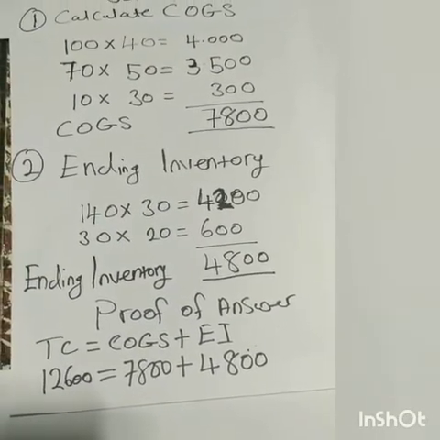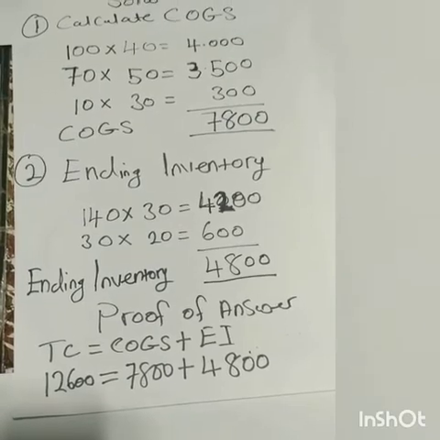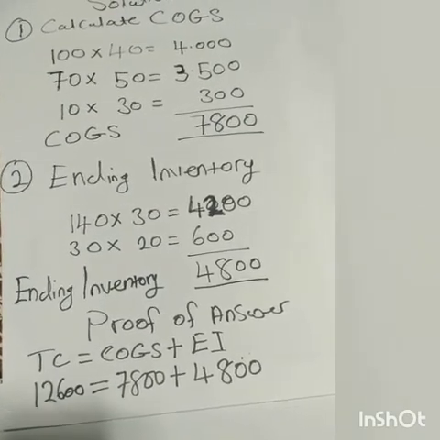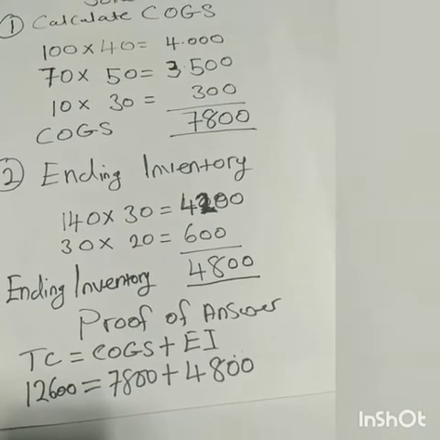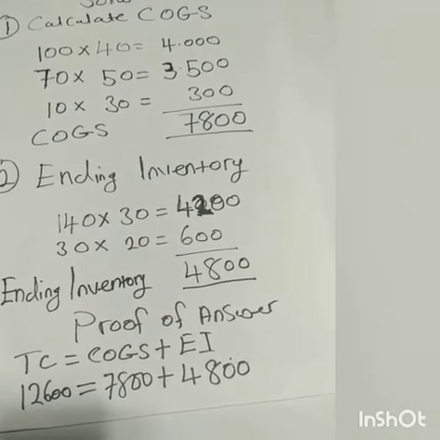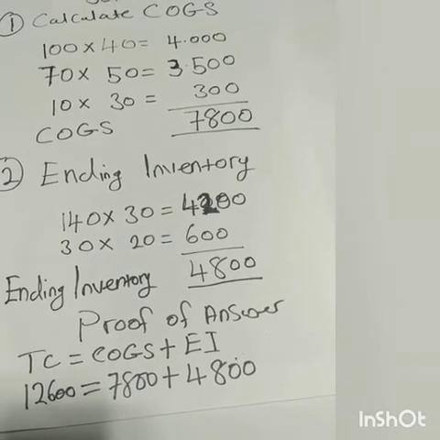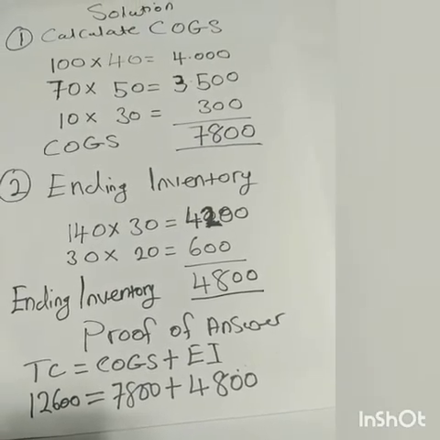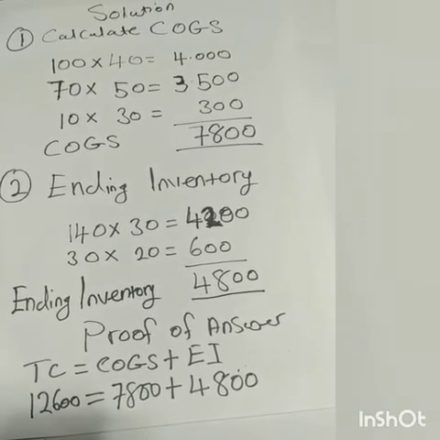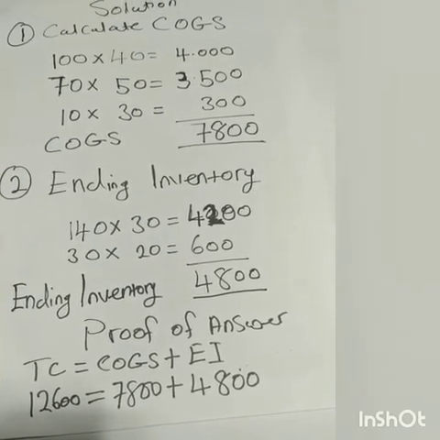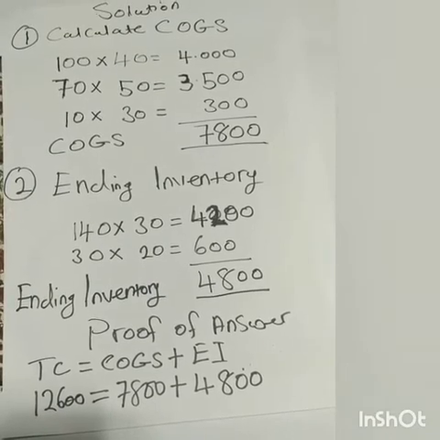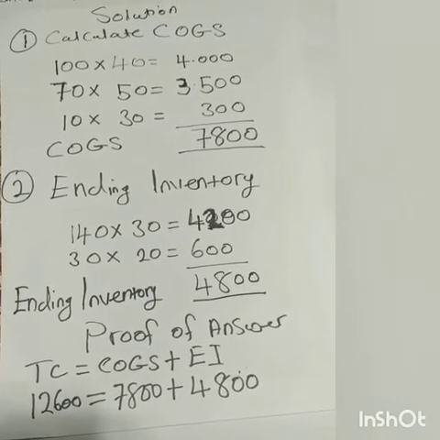Okay, let's go into calculating our cost of goods sold now. You can see here, solution: calculate cost of goods sold. What happens? We sold 180 t-shirts. Now, how do we calculate cost of goods sold using the FIFO method? Using the FIFO method, we are assuming that the first good bought, purchased or produced is the first good we are supposed to sell.